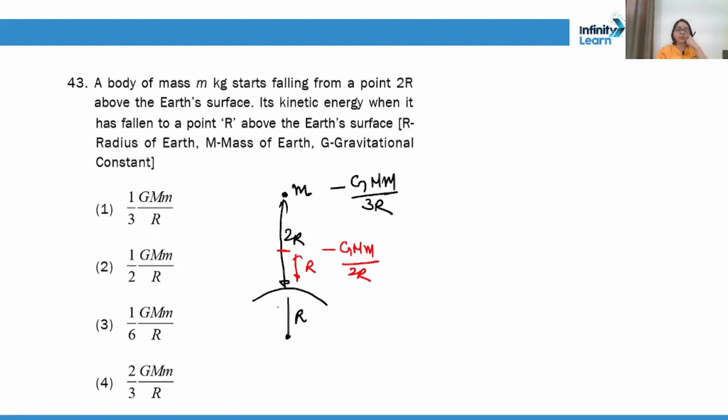The change in potential energy, or the loss in potential energy, will give the gain in kinetic energy. So the loss in potential energy is minus GMm divided by 3R minus (minus GMm divided by 2R), and that equals the gain in kinetic energy, which is 1 by 6 GMm upon R, which is option 3.